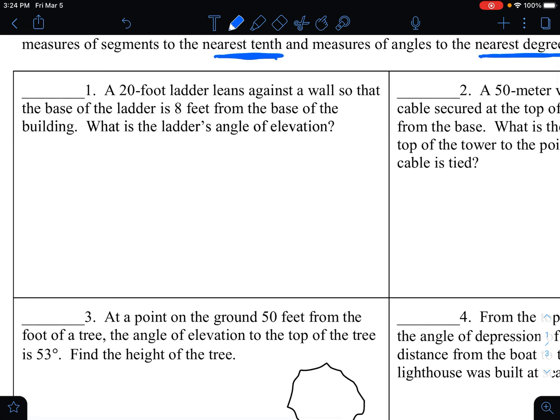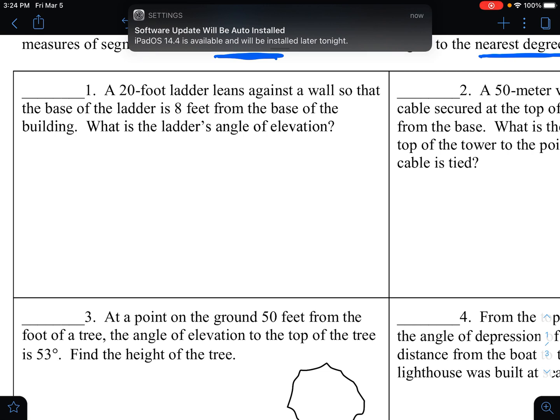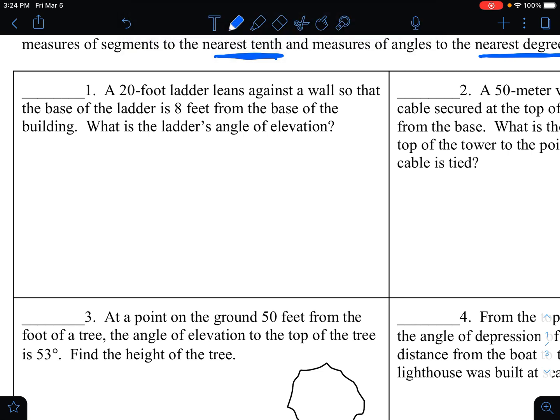All right, we have a 20-foot ladder that leans against a wall so that the base of the ladder is 8 feet from the base of the building. What is the ladder's angle of elevation? All right, so I'm just going to make a building. You can draw as nice of a picture as you want, but I'm going to make a building. So the ladder is leaned against the wall. All right, so here's my ladder.